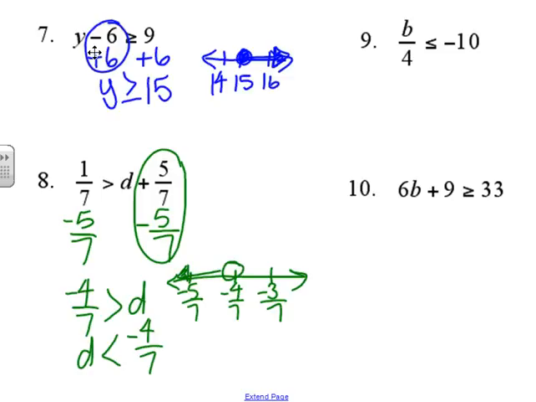Okay, number 9, we're going to use the multiplication property of inequality and multiply by 4 on each side. So we get b is less than or equal to negative 40. Oh, not 14, 40.